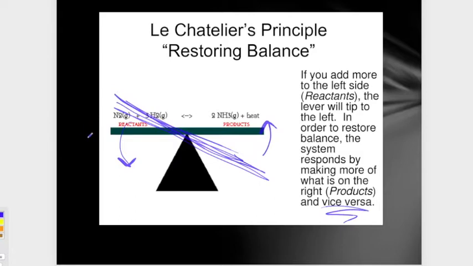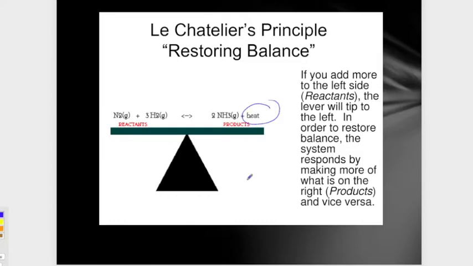Whatever you do to the system to stress it out, the system will respond by doing the opposite, basically. Okay? That's Le Chatelier's principle. Whatever you do to the system, whatever stressor you add, the system will respond by doing the opposite. Here's something that's interesting that we haven't seen before.